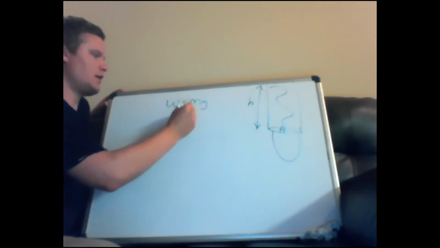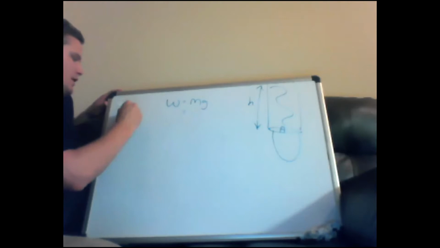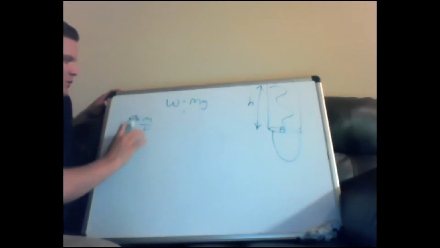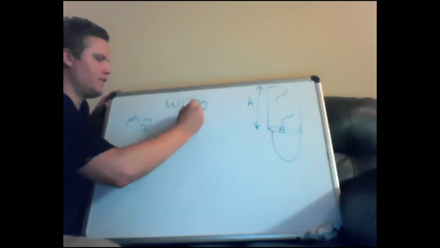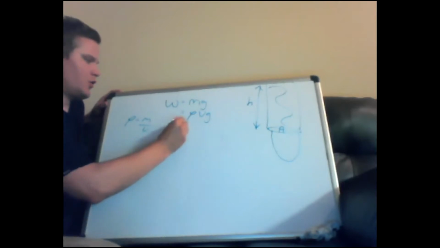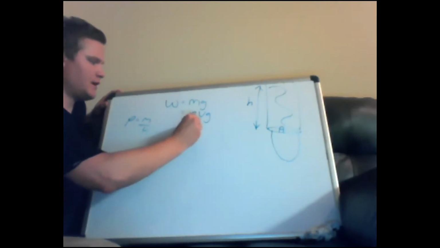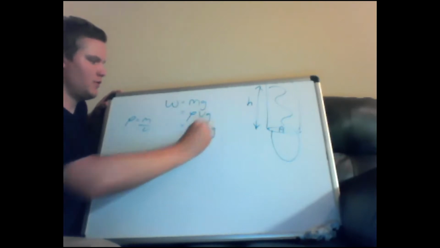Keep in mind, the density is equal to the mass divided by the volume, and so the mass is equal to the density times the volume. So that's density times the volume times g. And the volume, I can rewrite as the area times the height, so it's density times area times height times g.